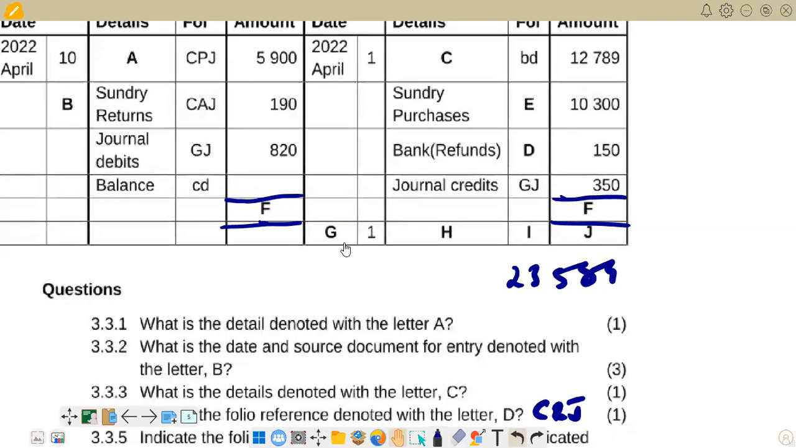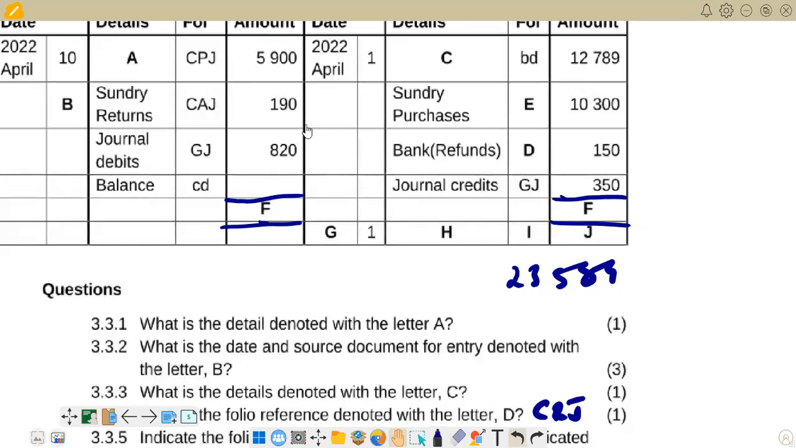G is going to be May. This is representing our date, so it's going to be May. Then H is going to be our balance here, because that's where we're going to write balance. Then our I, we put this folio, then we put our BT. Then our J is now the balance CD figure there that we are taking from here.